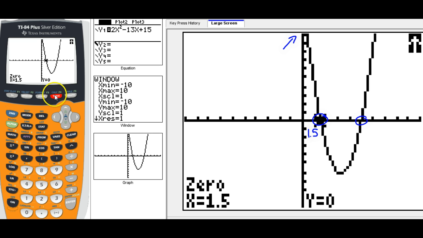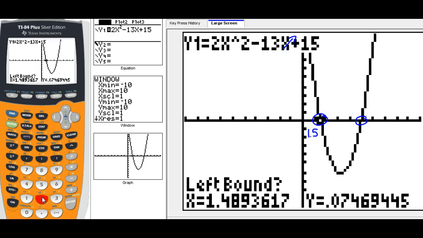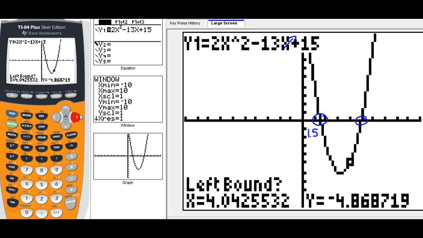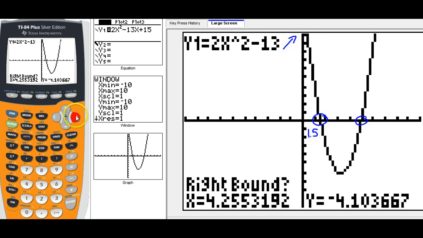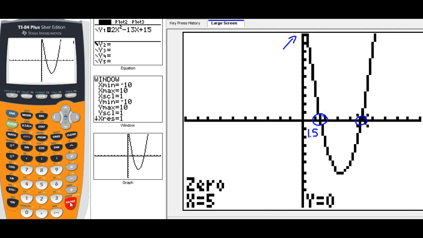So second, calculate the 0, number 2, and again, you must get left of this x-intercept. So I'm now left of the next one, press enter. I now want to get right of it. Good, I'm right of it, press enter. Don't have to make a guess because I've made good boundaries, and that x-intercept occurs at 5.